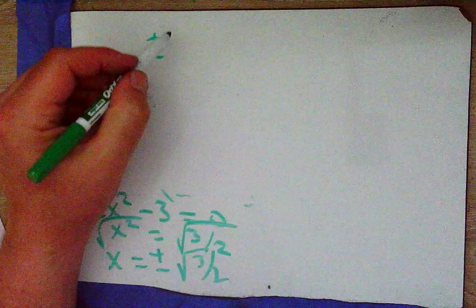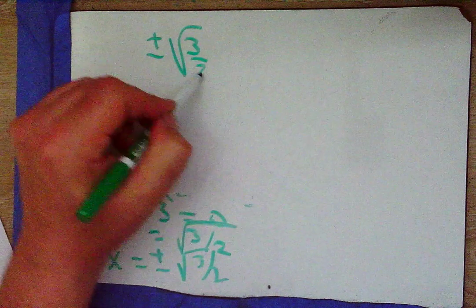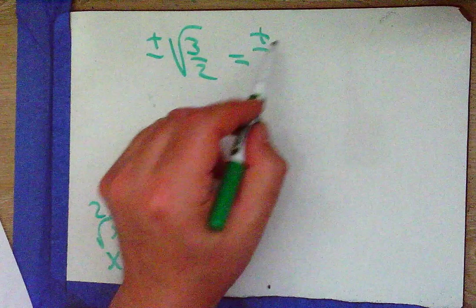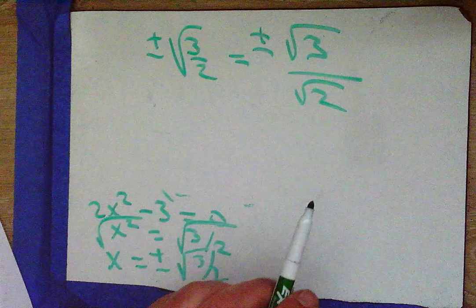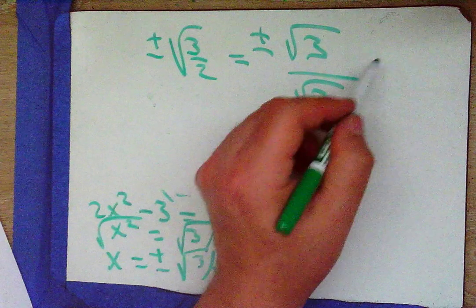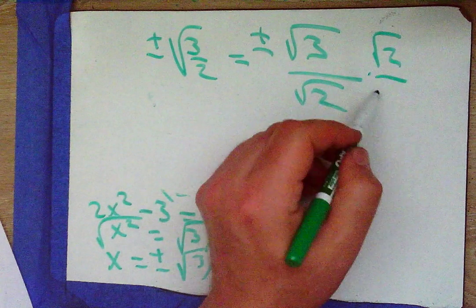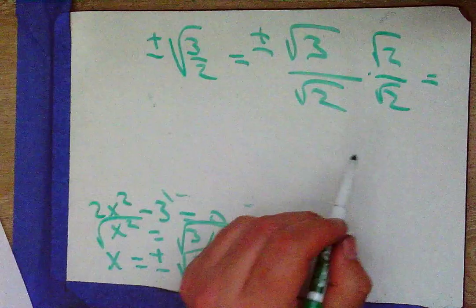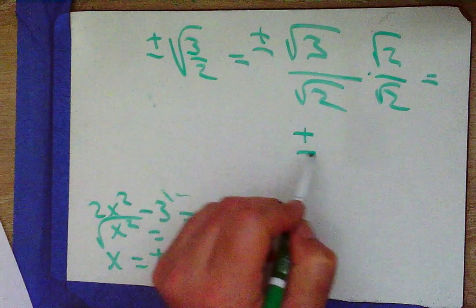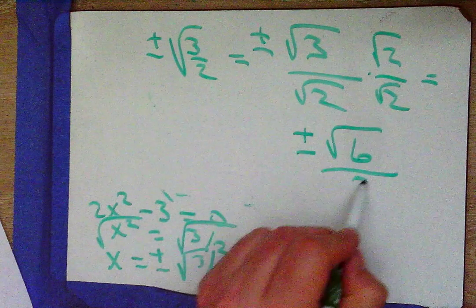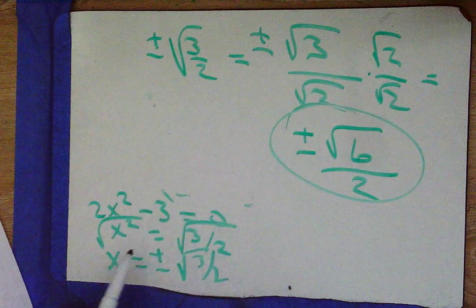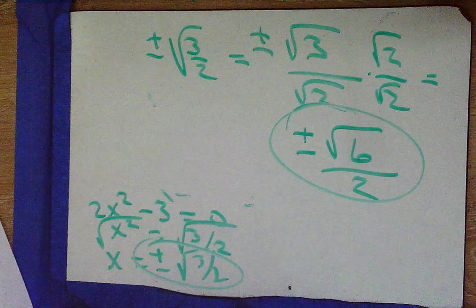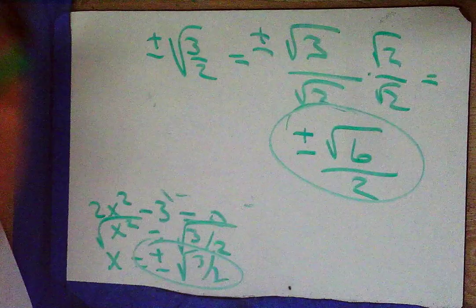And so when I see plus and minus square root of 3 halves, I would really prefer you to write that as plus and minus root 3 over root 2. And then, if you feel really compelled, and I don't know that I need this step, I would rationalize the denominator, plus or minus root 6 over 2. I think that's prettier than that. Yeah, but that's me.